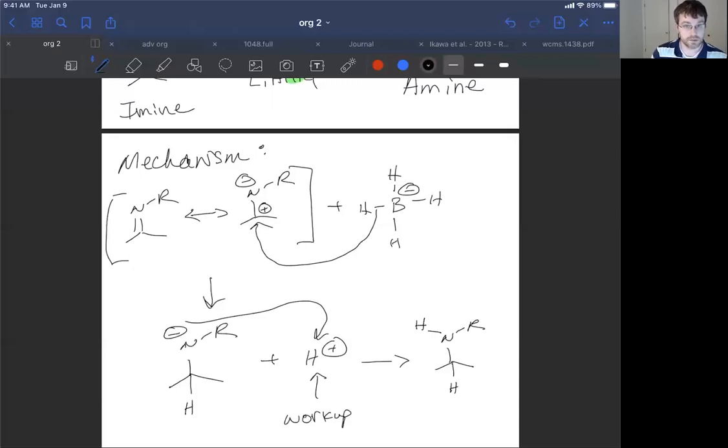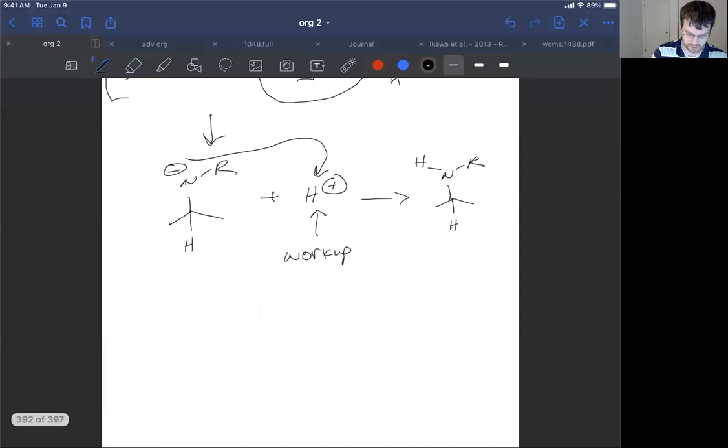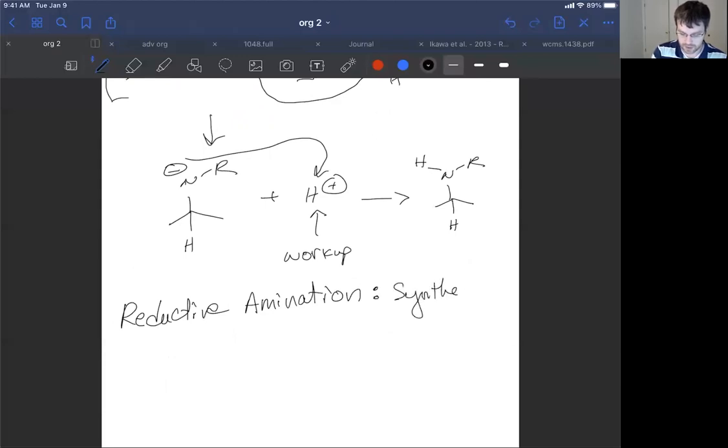So that's kind of the reaction of imines with hydrides. Now, it doesn't seem like a big deal, but it actually allows us to take advantage of a super useful process called reductive amination. Reductive amination is the reason why I want to talk about this, the reason why I've organized this lecture in this way. So reductive amination is a synthesis of amines with an A from carbonyls.